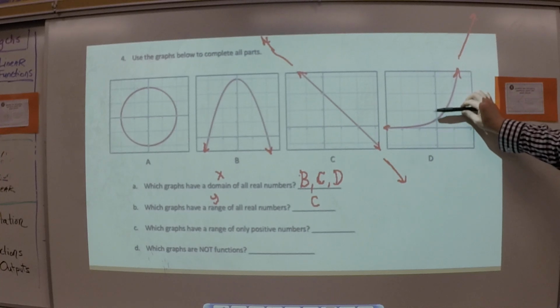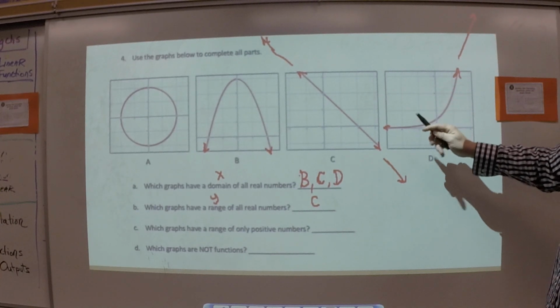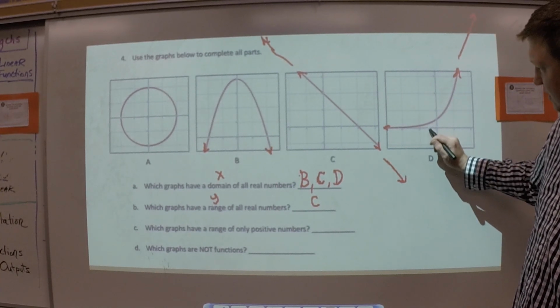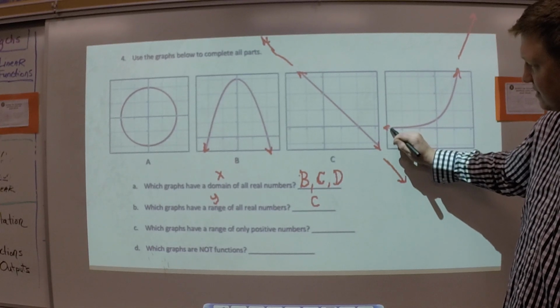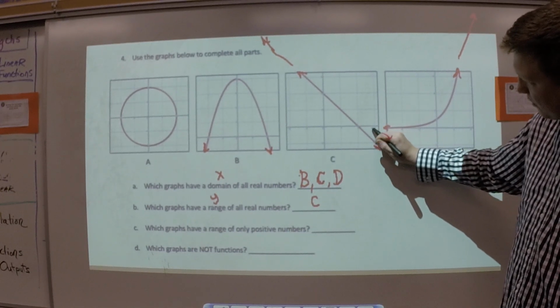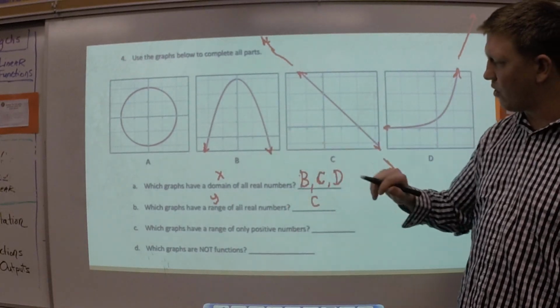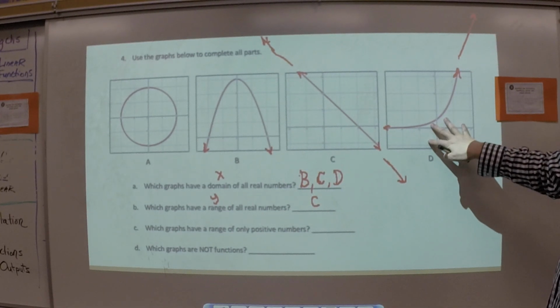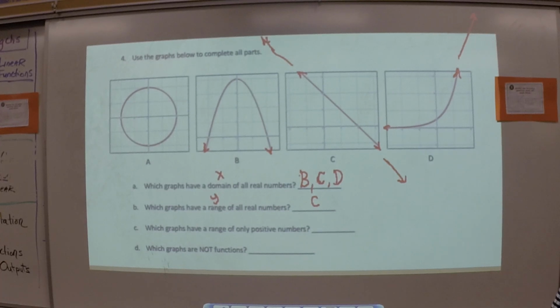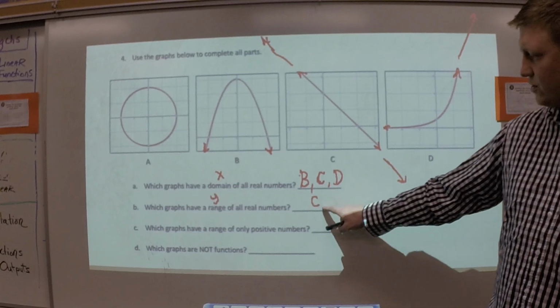This one actually looks like it would be everything this way, but the weird part here is that it will approach this 0 axis but won't cross it. It'll just keep going flatter and flatter, but it won't ever go past the 0. So technically that one is not including all the y values. So C is the only one.